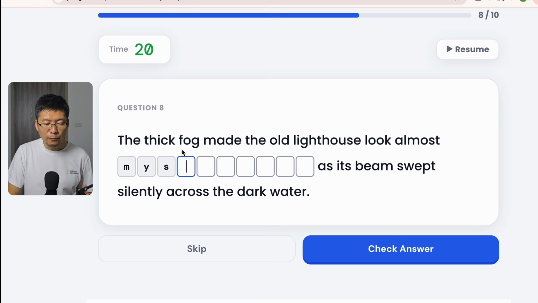The thick fog made the old lighthouse look almost what? as its beam swept silently across the dark water. So the fog affected the lighthouse, right? So look something means it's adjective. So based on the first three letters, can you think about the answer? Now you have 3 seconds.